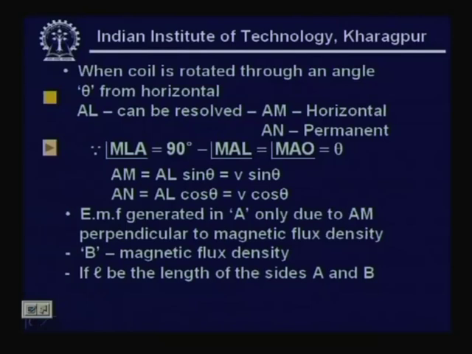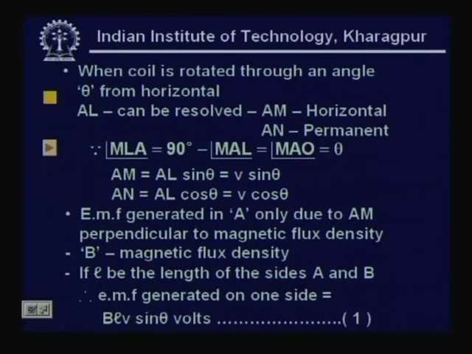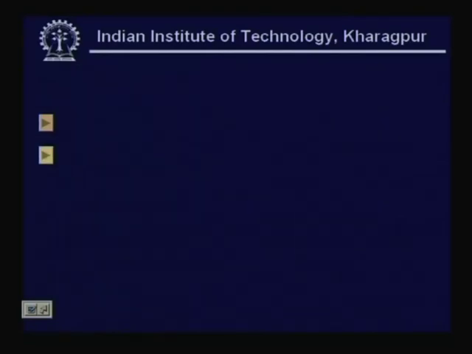Now, if B is the magnetic flux density and L is the length of the sides A and B, then the EMF generated on one side would be BLV sin theta. V sin theta is the velocity component, L is the length of the conductor involved, and B is the magnetic flux density. This is the voltage generated due to the flux cut by one side of the coil. Remember that the coil has two sides, therefore the total EMF generated is equal to 2BLV sin theta.